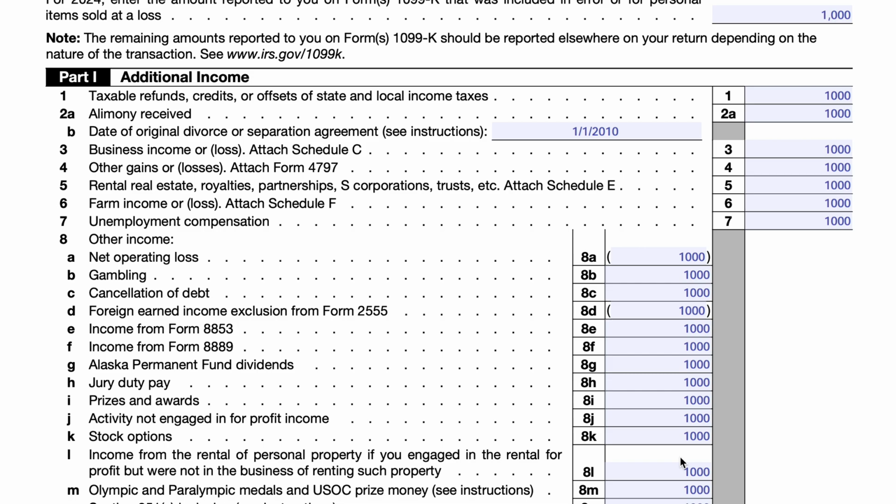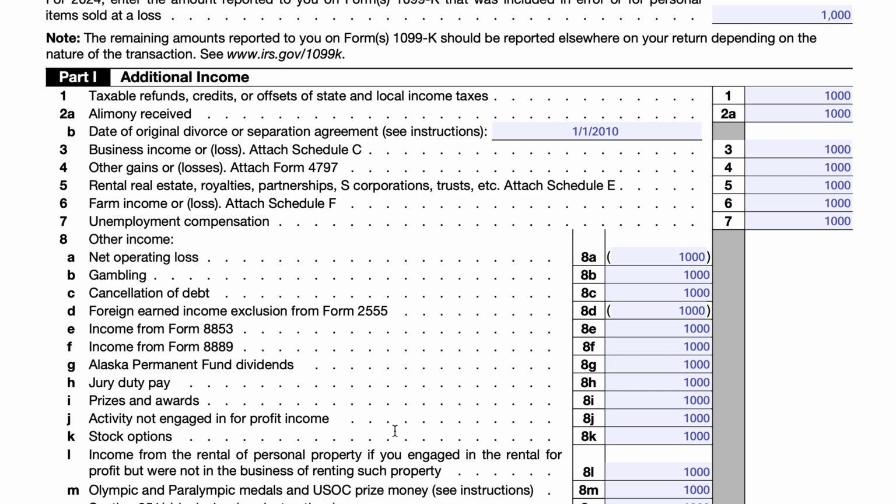And basically, you would follow the instructions in line 8M, which applies to Olympic and Paralympic medals. Basically, you're reporting that income. Those amounts should be in box 3. There's a separate treatment for Olympic and Paralympic medals and Olympic prize money, so we'll get to that in just a moment.